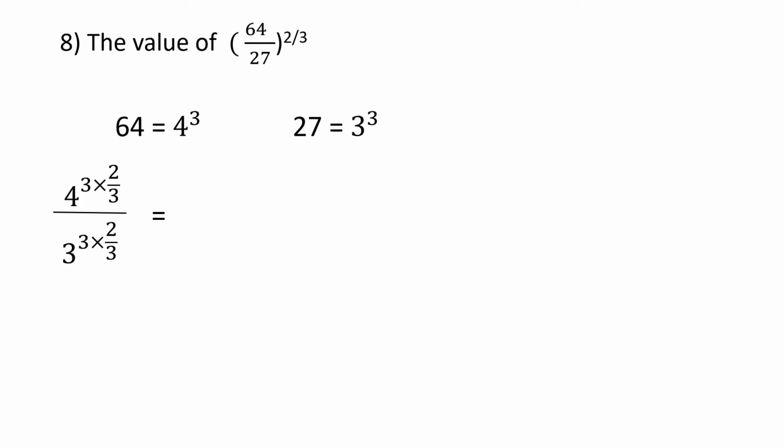The expression (4^3)^(2/3) divided by (3^3)^(2/3). Now you want to simplify the indices. In the numerator, 3 is cancelled with 3 and also in the denominator, 3 is cancelled with 3. Now the remaining at the numerator is 4^2 and the remaining at the denominator is 3^2. 4^2 over 3^2.